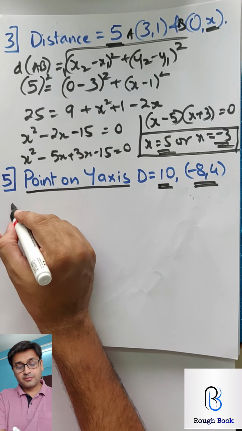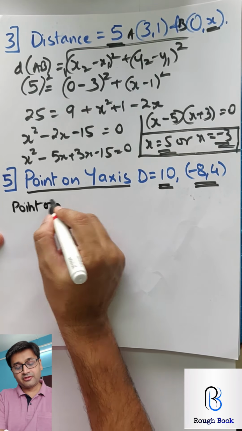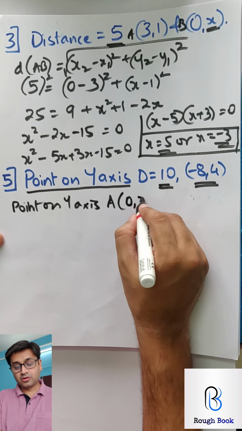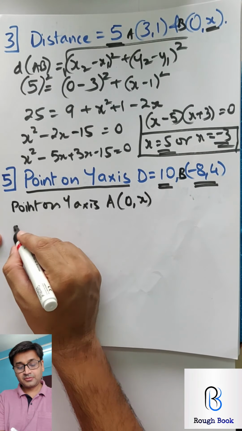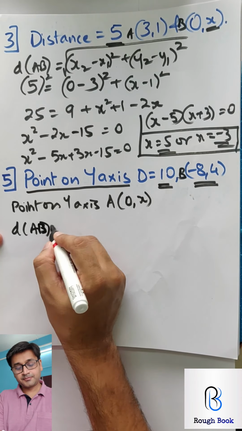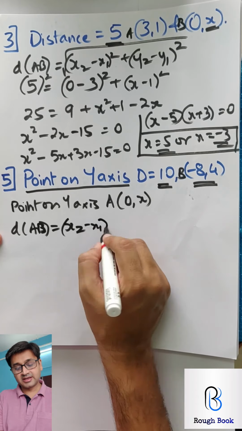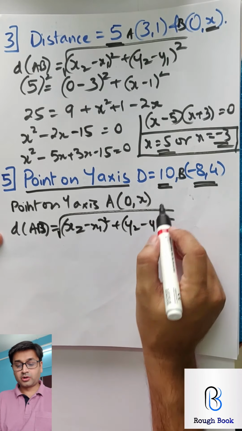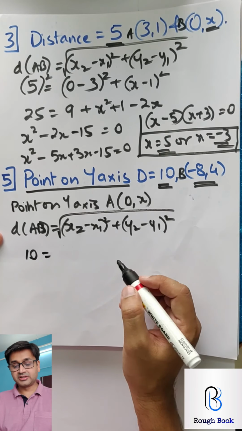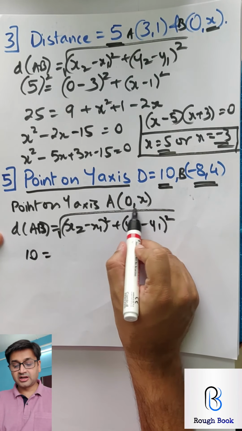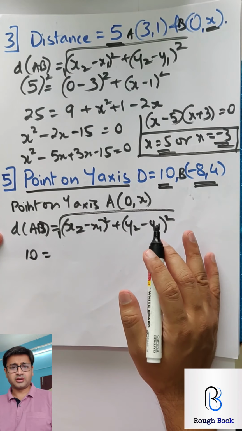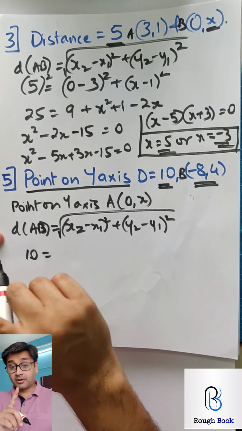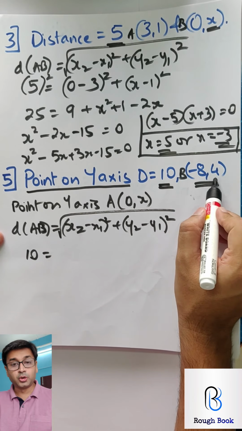So you say over here, point on y-axis, let it be A, 0 comma x. Let's call this B. So therefore distance AB is equal to x2 minus x1 square plus y2 minus y1 square under the root. So what is the distance? 10. What is x2? So now here you can consider anything as x1 y1. Meaning you can take this as x1 y1 or take this as x1 y1. But you can't take this x1 and this y2.